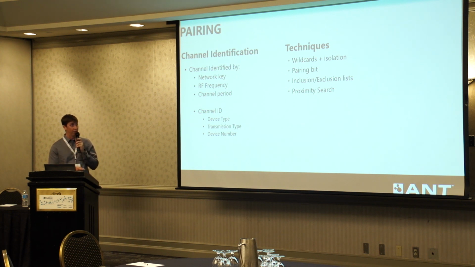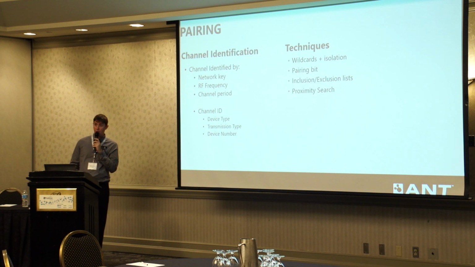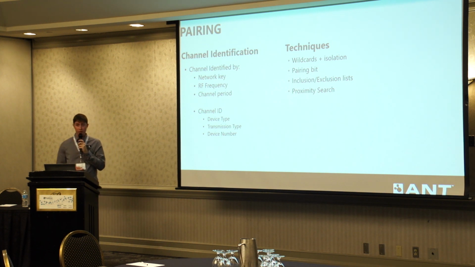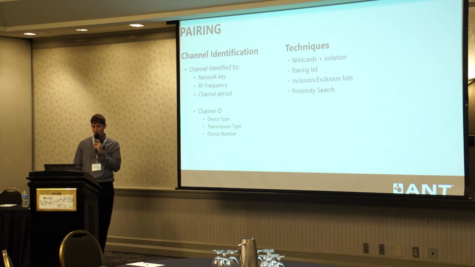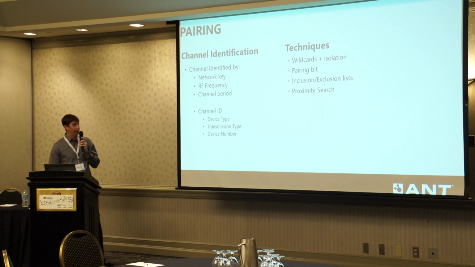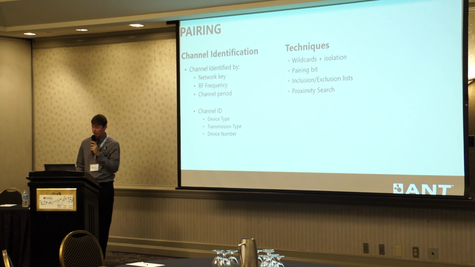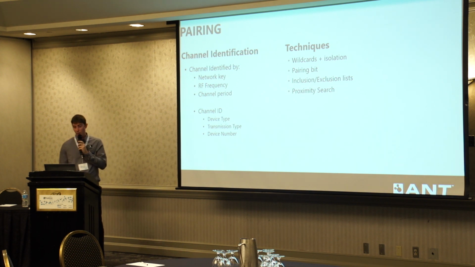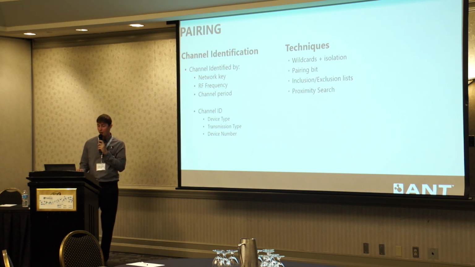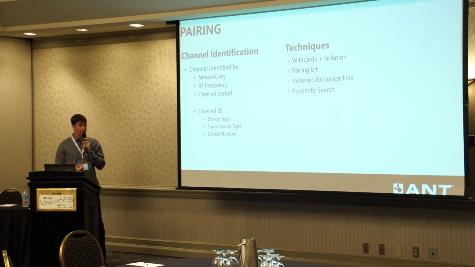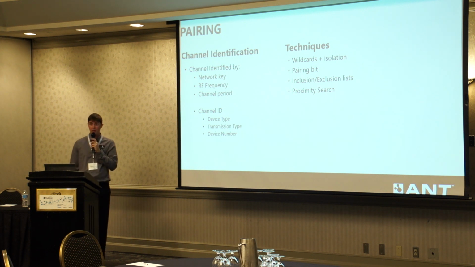The next technique is a pairing bit, and a slave will only connect to a master if both the slave and the master indicate that they would like to pair with one another by indicating that they're in a pairing mode using a pairing bit. The next is the inclusion and exclusion list. Here, a slave will only connect to one of the specified master channel IDs listed. And then finally, we have proximity search, and that allows the slave channel to acquire a connection to the master channel based on the proximity using the received signal strength.